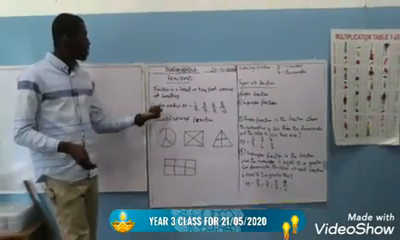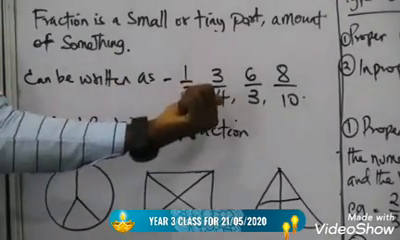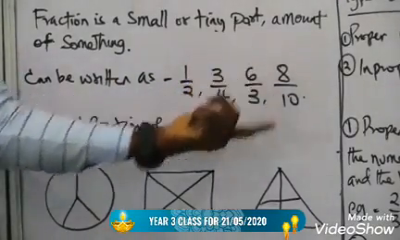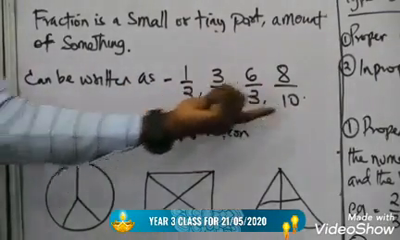So a fraction can be written as 1 over 2, which is known as one half, 3 over 4, 6 over 3, or 8 over 10. Anytime you see anything like this anywhere, it's known as a fraction.